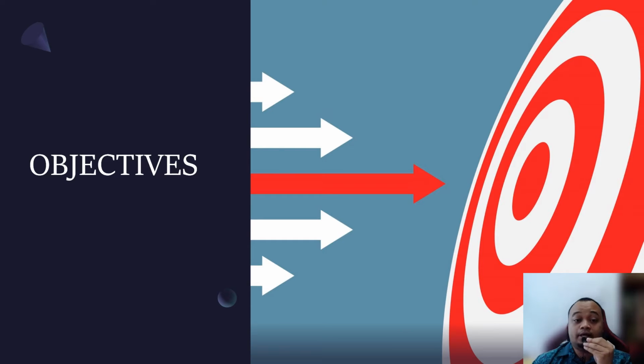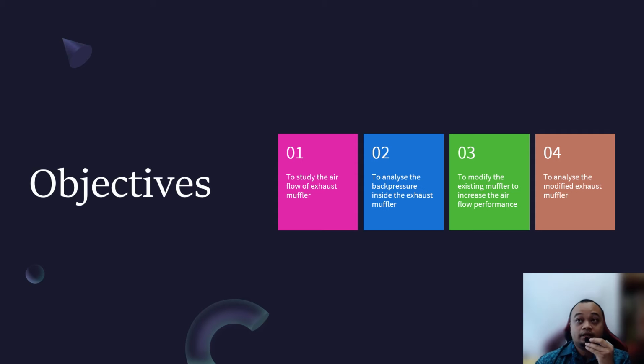Now, let's talk about the objectives. There are four basic objectives in this study. The first one is of course to study the airflow of the exhaust muffler. Since I'm doing a project about the airflow itself, the first step is definitely to study it first. The second one is to analyze the back pressure inside the current exhaust muffler. Since the design refers to an already on-the-market product, there is no doubt that this analysis should give me a single consistent result.